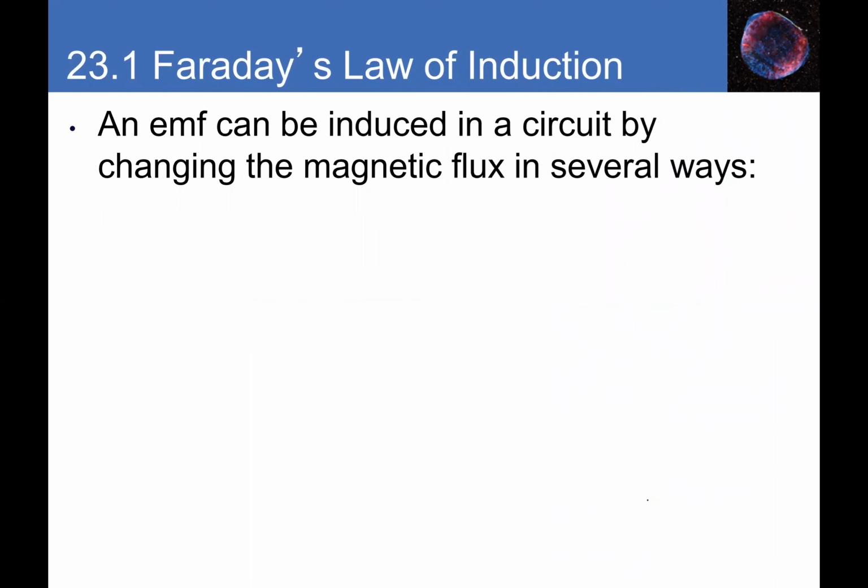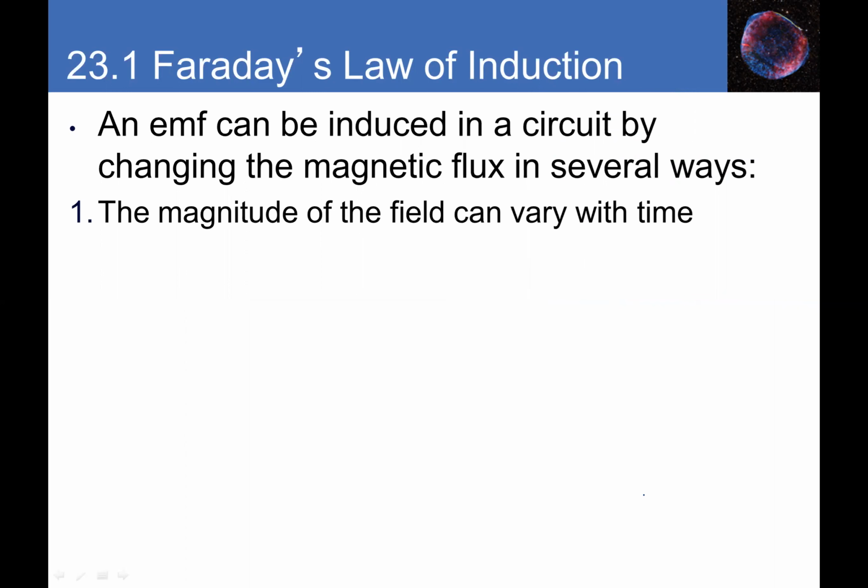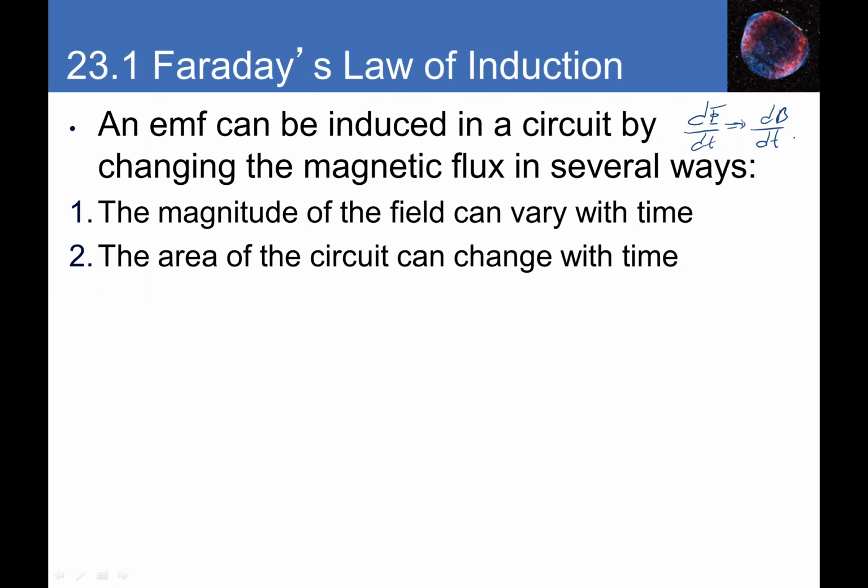All right, so EMF can be induced in a circuit by changing the magnetic flux in several ways. Let's summarize all this. The magnitude of the field can vary with time. That means the change in flux over time is due to the change in magnetic field over time, and everything else remains constant. Or I can change the area of the circuit. That means the change in flux over time is due to the change in area over time, where B and cosine phi become constant.